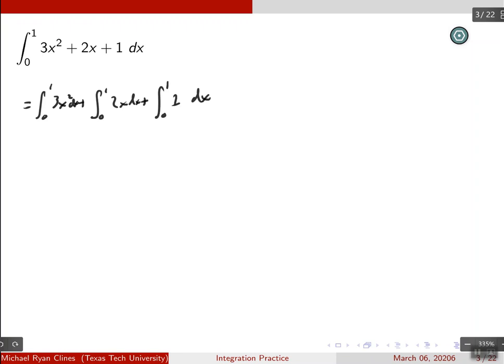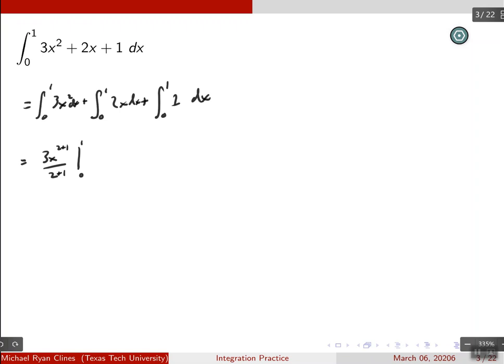So I can take the integral from 0 to 1 of 3x squared plus 2x plus 1 dx and break it up into the integral from 0 to 1 of 3x squared dx, plus the integral from 0 to 1 of 2x dx, plus the integral from 0 to 1 of 1 dx. And now I can do this piece by piece. So the first one, that's 3x to the 2 plus 1 over 2 plus 1, and we will evaluate it at 0 and 1.